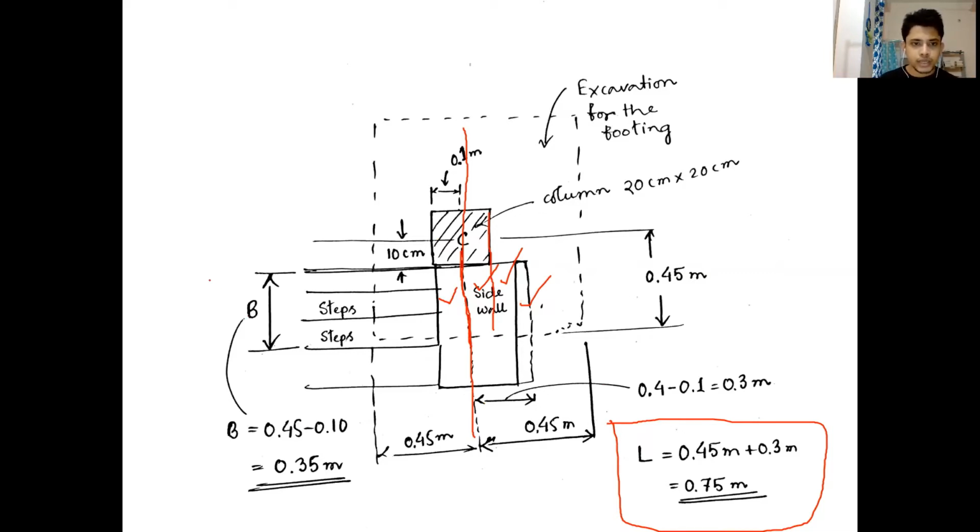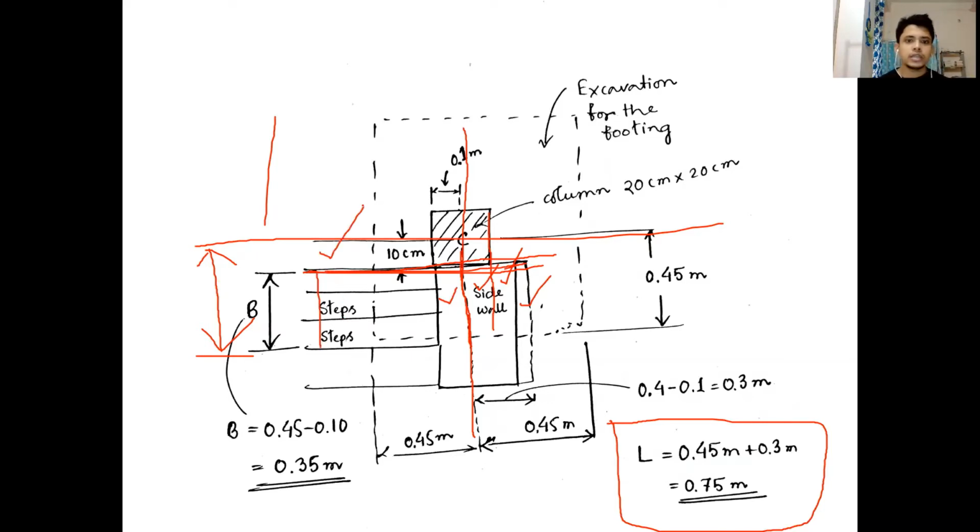And then we see the breadth. The breadth from the center line of the column is obviously going to be 0.45 meter. That is the size of the footing. On one side 0.45 meter, on the other side 0.45 meter. Then we see that the steps are starting from the side of the column, from here. Therefore, we have to subtract half of the size of the column from 0.45 meter. So 0.45 meter minus 0.1, it becomes 0.35 meter.